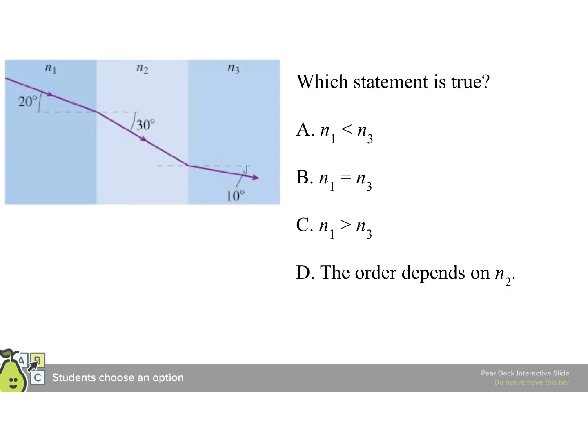All right. Based on this diagram, which statement is true? That N1 is less than N3, or that it's equal to N3, or that it's more than N3, or that we can't tell which one's less unless we know N2.